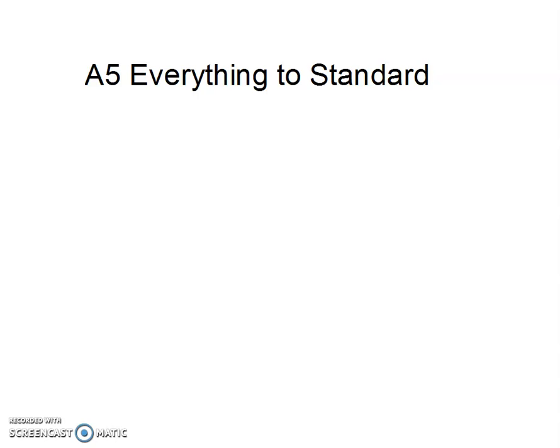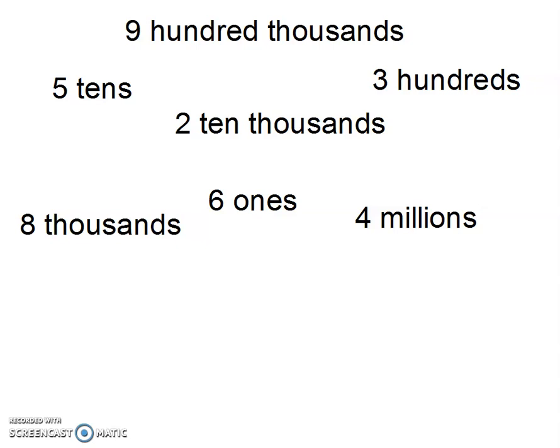This video is to help with converting everything to standard form. So first off, we have what I call modified. You can see we have lots of places and values up here, but they're not in the right order. So what I normally do is start with my ones place, and I see there's 6 ones. Next would be tens. I got 5 of them. Next would be hundreds. There's 3.